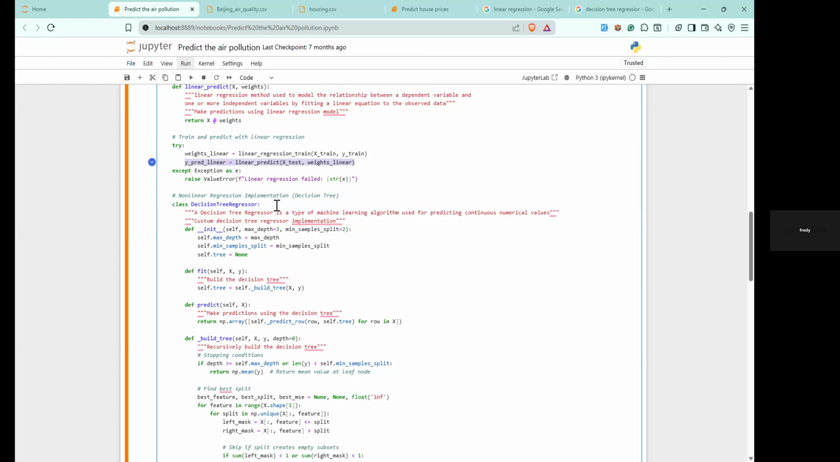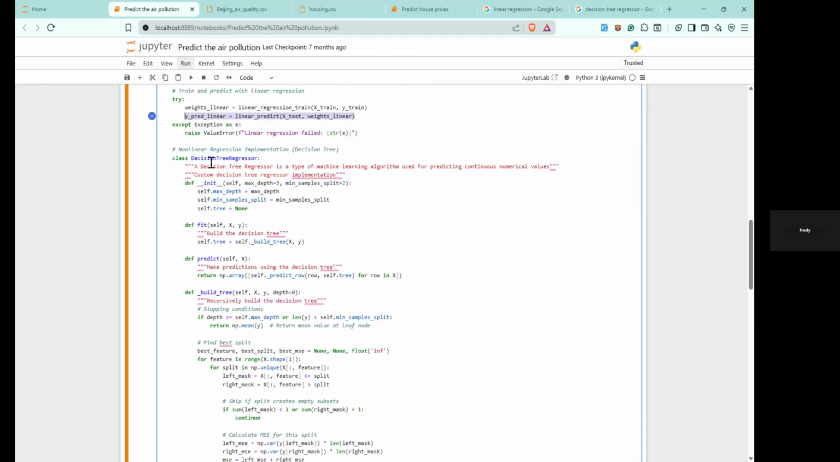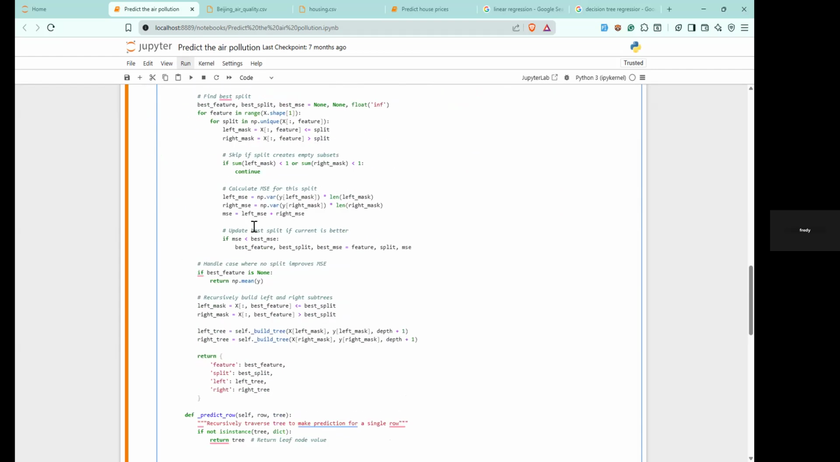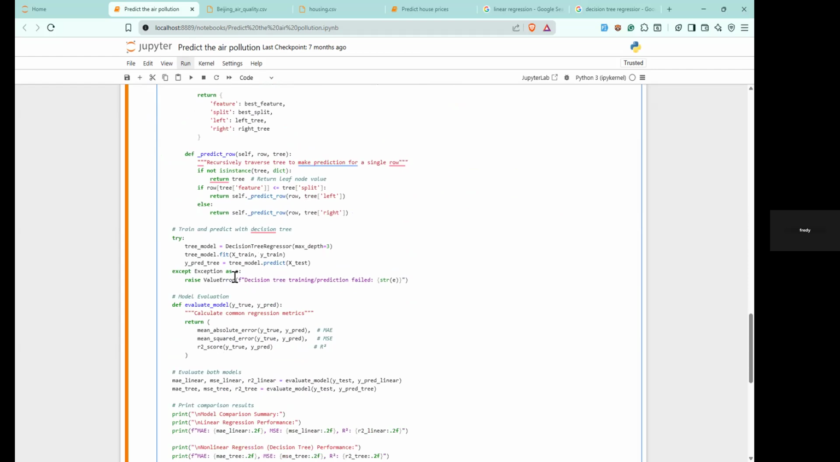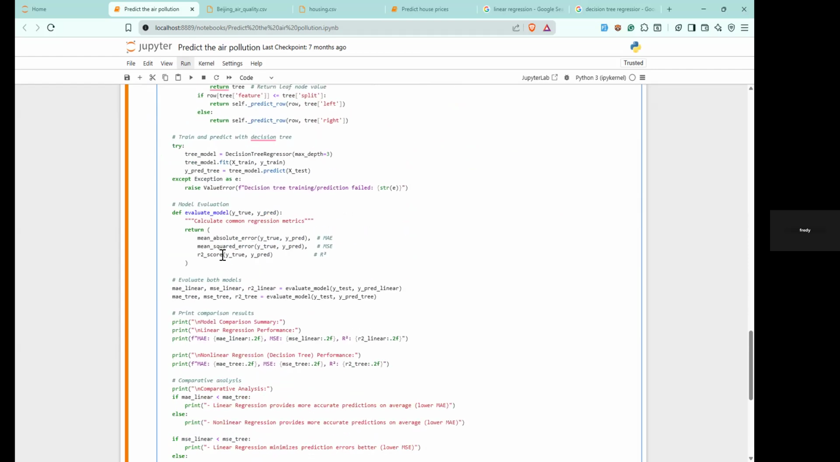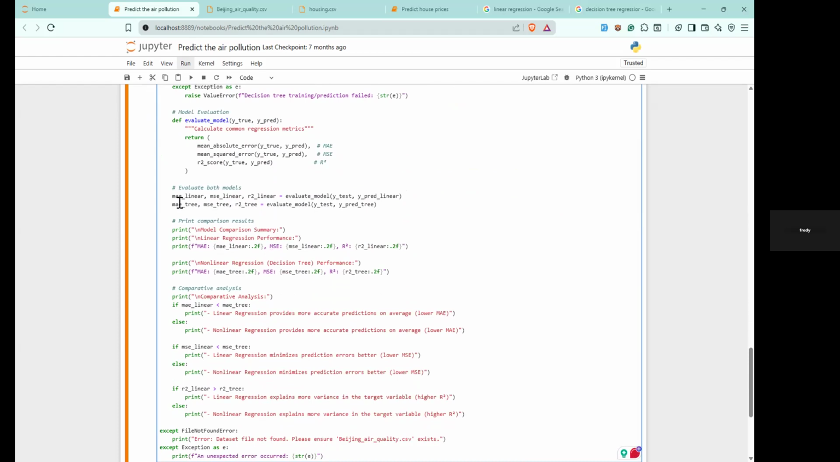So, okay, let me skip this decision tree regressor for now. Let me go to the actual decision tree. I need to evaluate both models. So we need to calculate and evaluate them using all the data which are there in the data set.